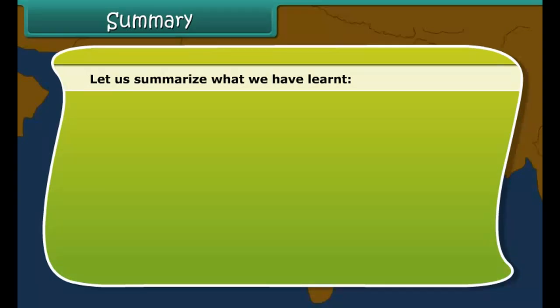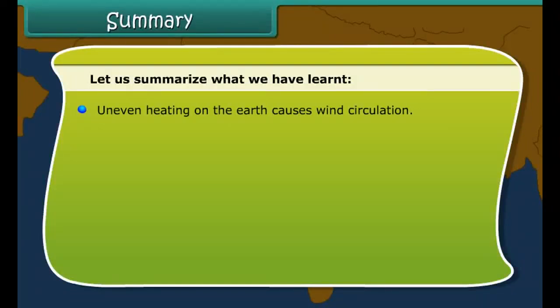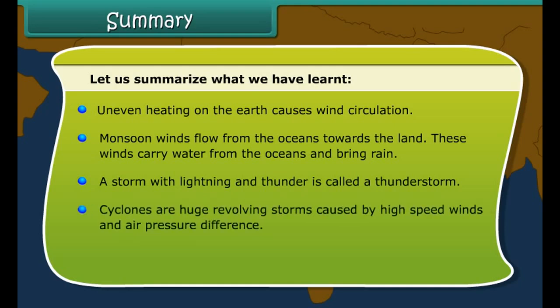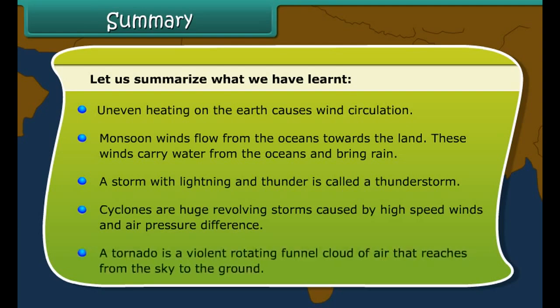Warm air rises up, air pressure at that place decreases, and the cooler air moves to that place. Uneven heating on the earth causes wind circulation. Monsoon winds flow from the oceans towards the land. These winds carry water from the oceans and bring rain. A storm with lightning and thunder is called a thunderstorm. Cyclones are huge revolving storms caused by high-speed winds and air pressure difference. A tornado is a violent rotating funnel cloud of air that reaches from the sky to the ground.